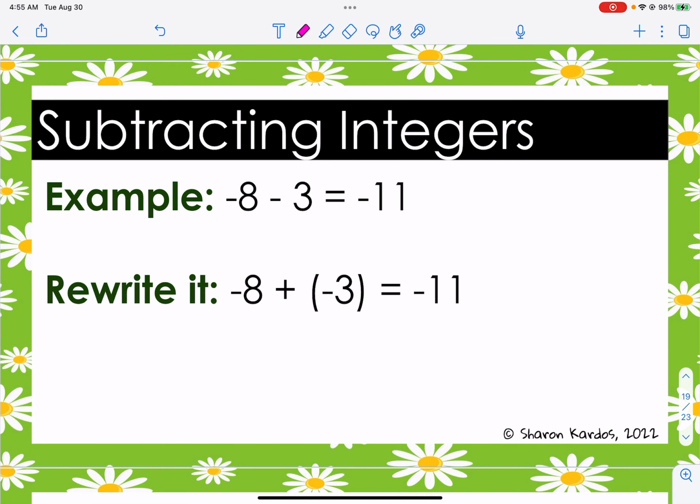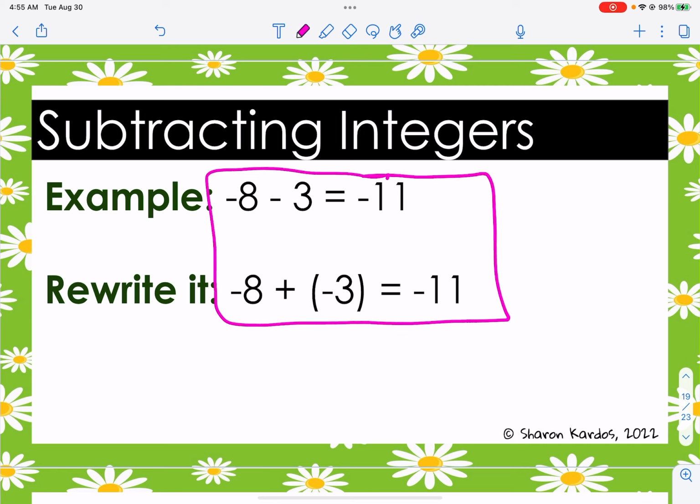So if I look at my example here, you can see that I kept the -8, I changed the minus to a plus, and then the opposite of +3 is -3. These two sentences, they are the same. They equal the same thing. They both equal -11. It doesn't matter which way that I write it, they both equal -11.